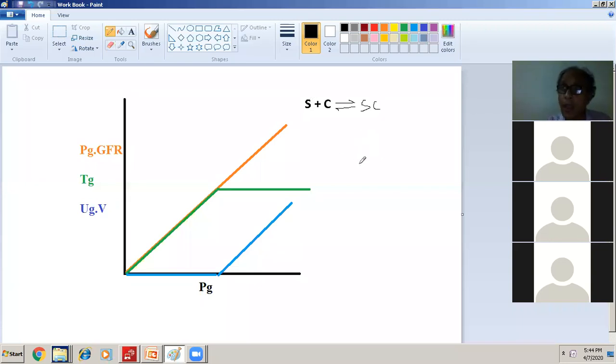Some free sugar is always present in the tubular lumen, which is again reabsorbed, but again some free sugar is always present. So it is appearing as a result of that, the appearance of sugar is a bit earlier, as per prediction of the theoretical value, it remains a bit earlier.